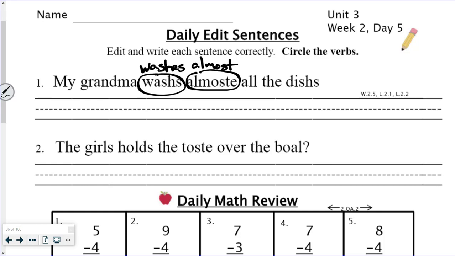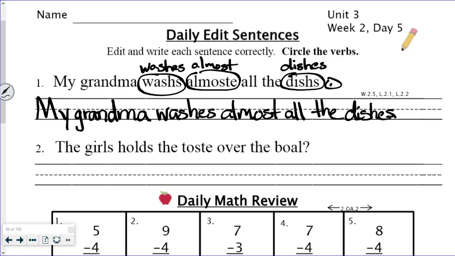My grandma washes almost all the dishes. Oh my goodness, this is just like the word washes, right? It ends in SH. I also hear that is sound on the end, so that tells me it's going to be dish plus is, dishes. My grandma washes almost all the dishes. Needs a period. It's a statement. Okay, rewrite number 1 nice and neat.